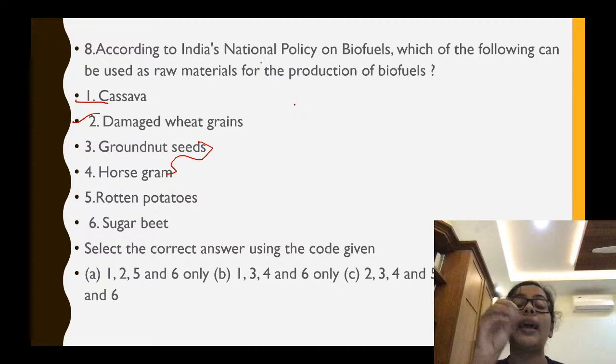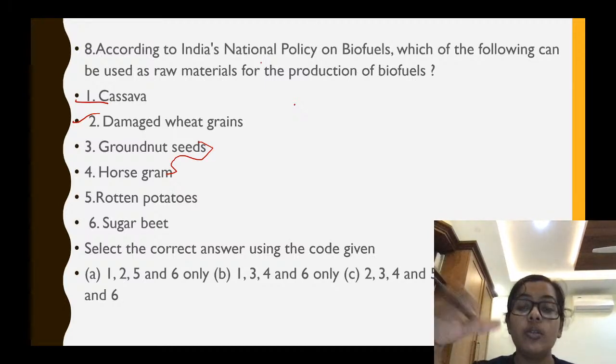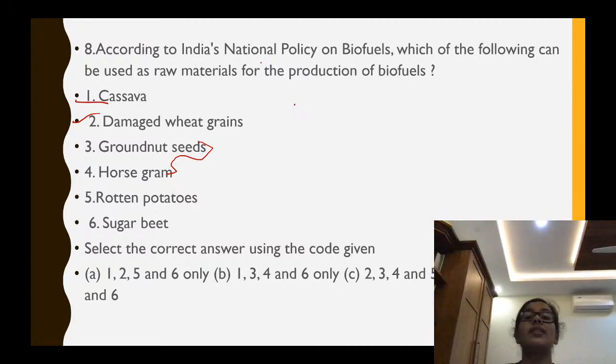Simple logic. Groundnut, horse gram, and wheat are mentioned according to the National Biofuel Policy. You can use something which is decayed; otherwise it's not possible to use, because it should not affect your food ecosystem. Previously, options one, two, three and four. Since we are eating it, we have to eliminate it.